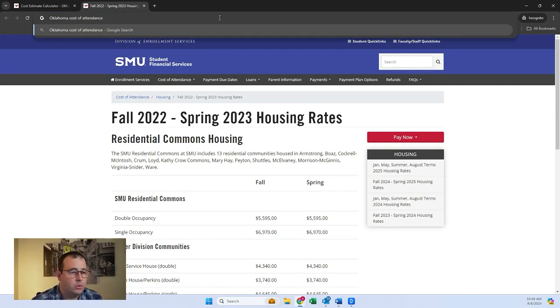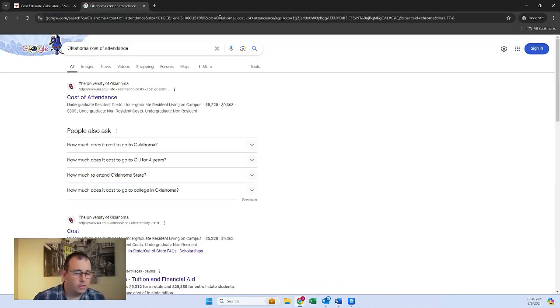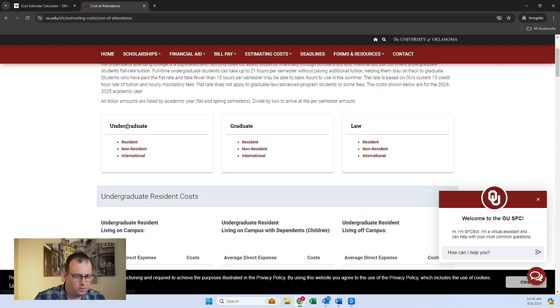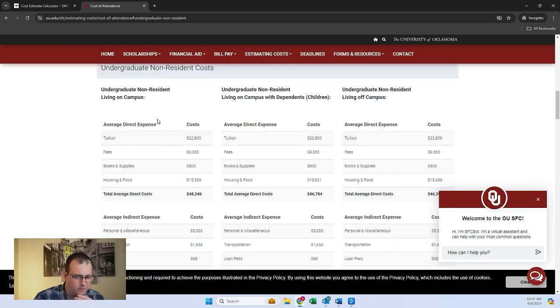Since I'm in the DFW, OU is another big school that a lot of families are interested in. So let's look at their cost of attendance numbers. So undergraduate, let's assume that they're in the Dallas area where they live. So they're going to go to OU. So that would be a non-resident for Oklahoma. And then here's reading those numbers.